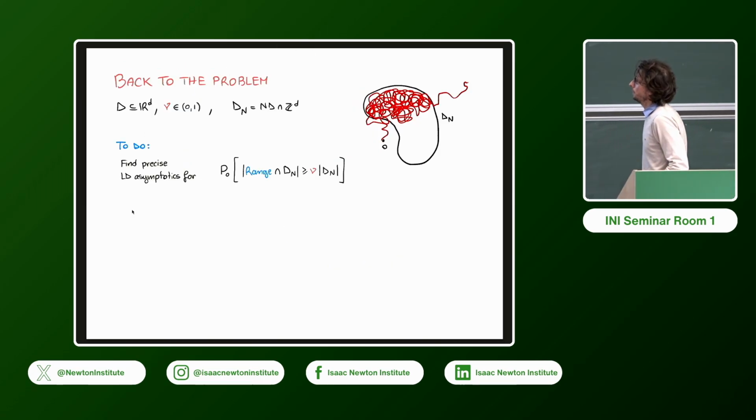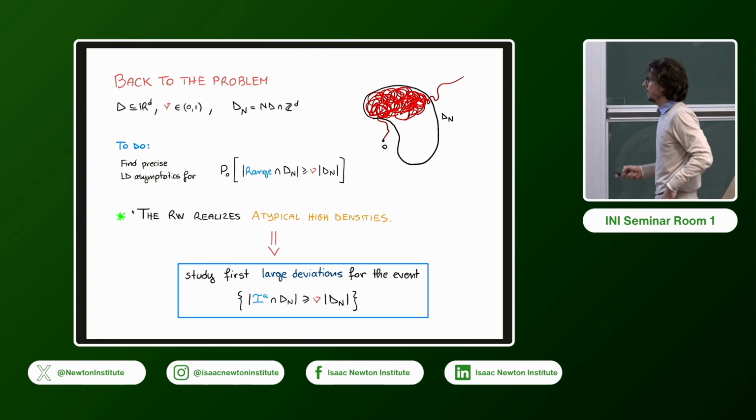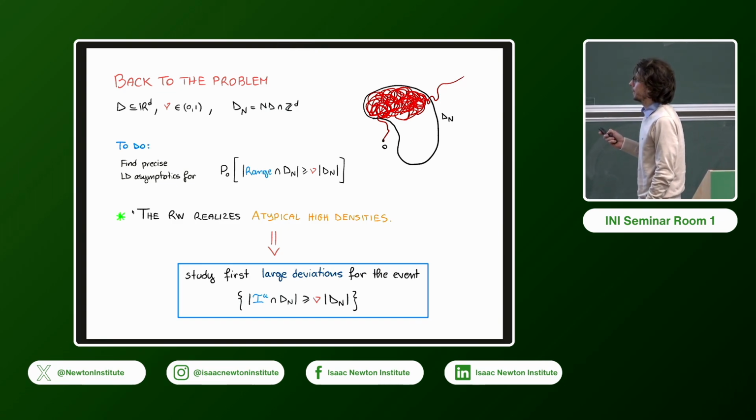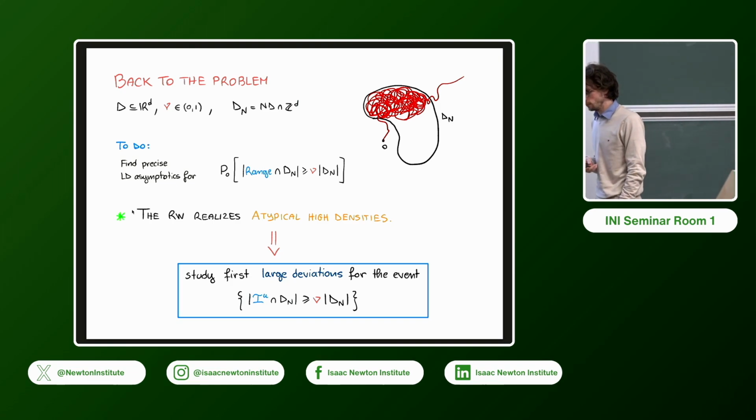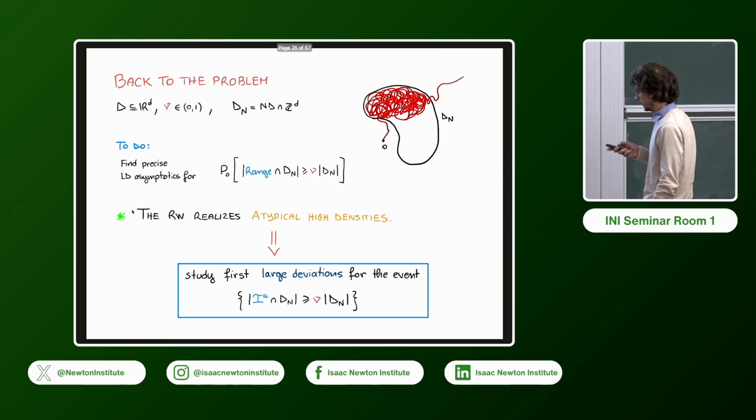Okay, let's go back to the problem of understanding large deviations for this event here, that we cover a positive fraction of a macroscopic body in dimension d greater or equal than 3. So let me recall, we have some model shape D. We look at its discrete blow-up, and we have some fraction of points that we want to cover by simple random walk inside here. And the goal is to find the exact, precise large deviation asymptotics. Since the random walk is realizing very atypical high densities for this event to happen, the idea is going to be to study first large deviation estimates for the interlacements, and then hopefully go from there and derive the result for the random walk.